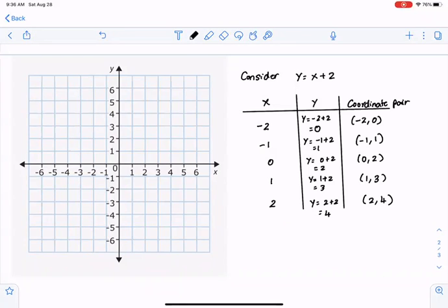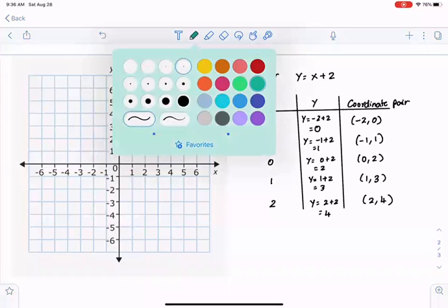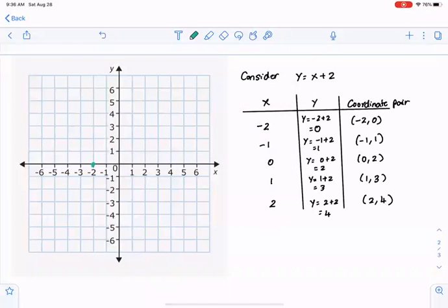So (-2, 0), and that will be our point. (-1, 1), x is negative, y is positive, so second quadrant. X is 0, y is 2, so it has to lie on the y-axis, at y equals 2.